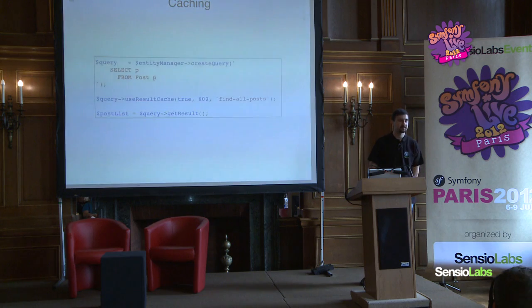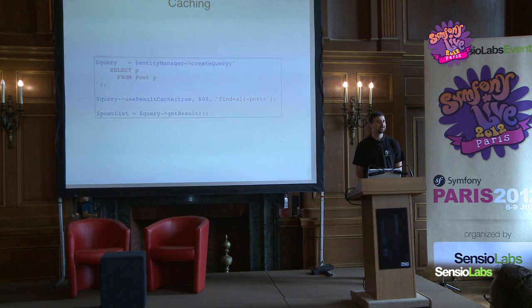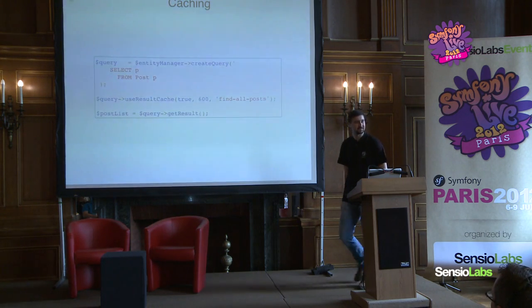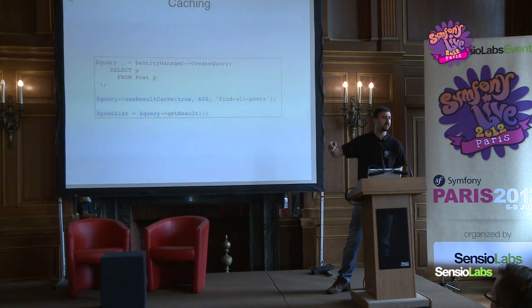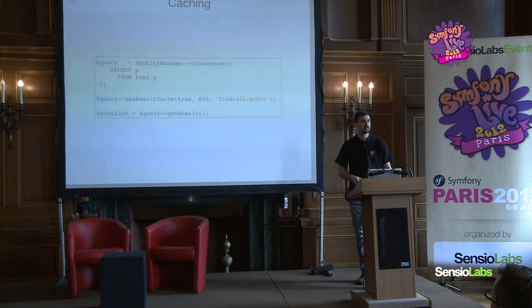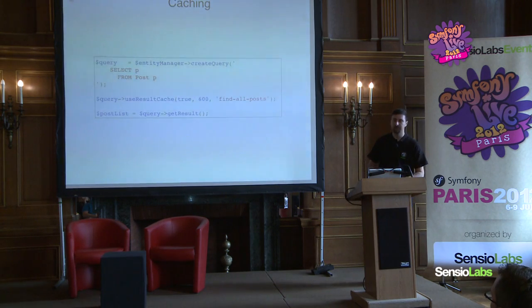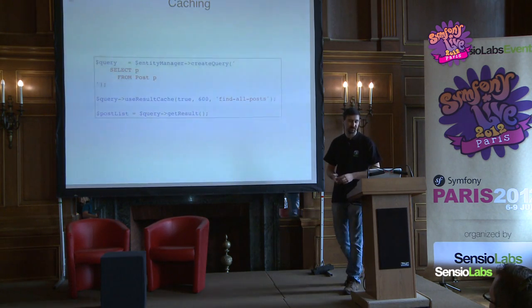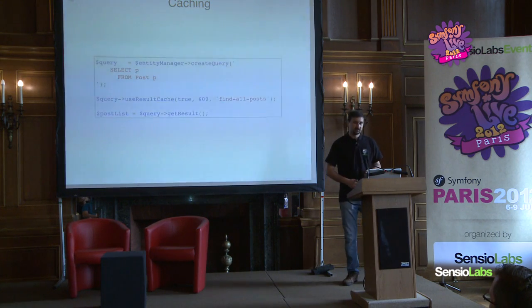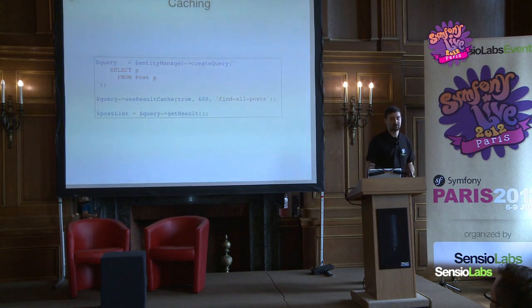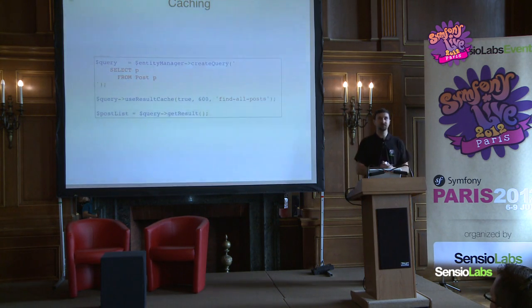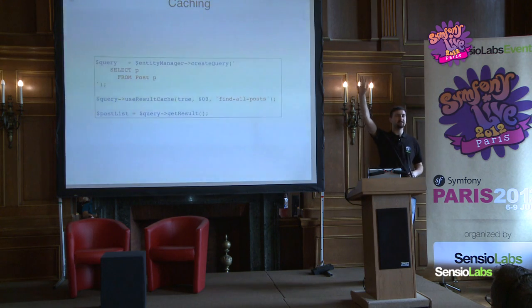Go ahead. What happens if I have a false argument as the first? I don't remember actually what's the purpose of the first. I think you can specify another cache driver. So true is the default one that you have mapped. I think it's this one. I'm not 100% sure. Sorry, I'm mainly the guy that controls all the DQL support. Any other question? Just raise your hand and say, people, you're so shy. Trust me.